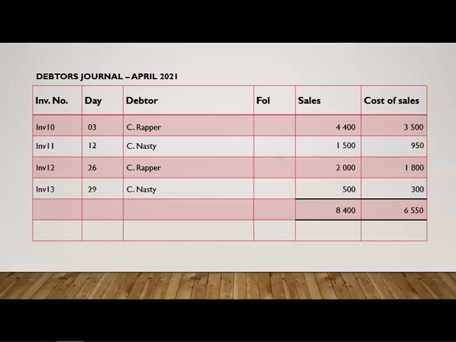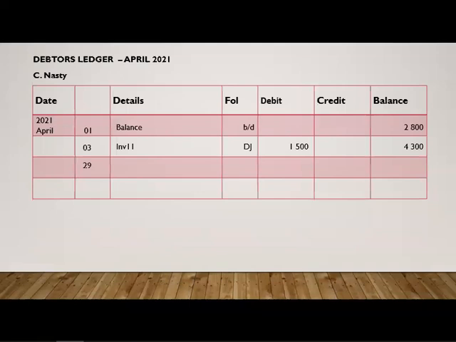That transaction will also be recorded in the debtors ledger of C Nesting. It will be the 29th, invoice 13, and I will have DJ. It will be on the debit side. You put in the selling price of goods sold, which is 500. Now C Nesting will be owing us 4,800.